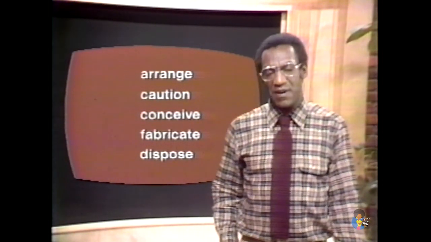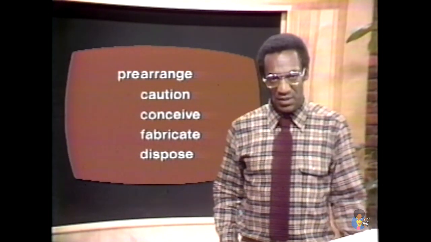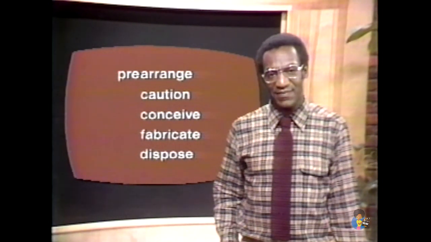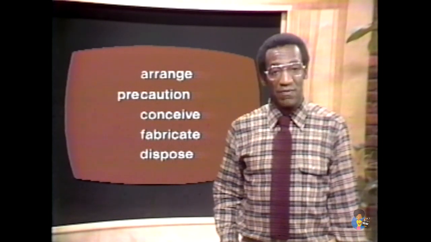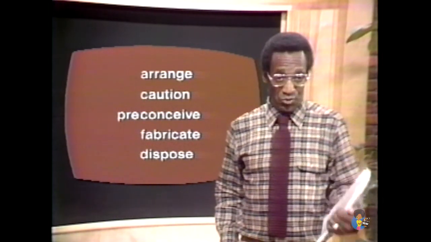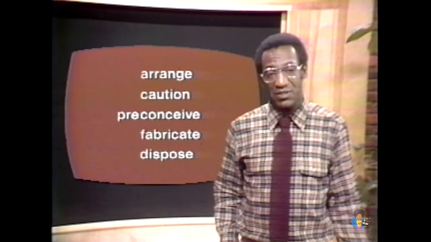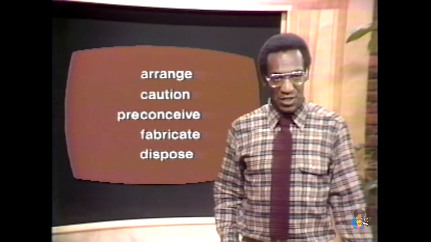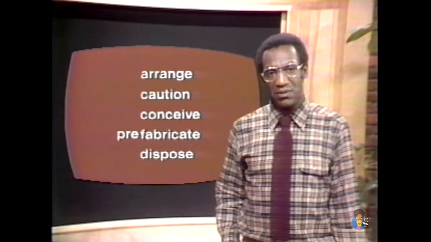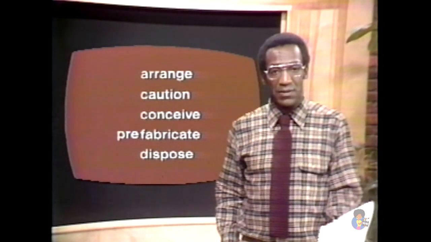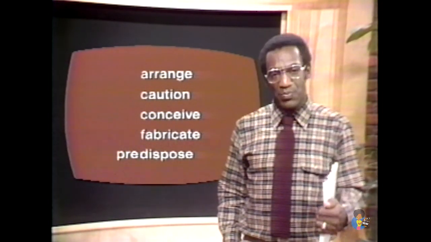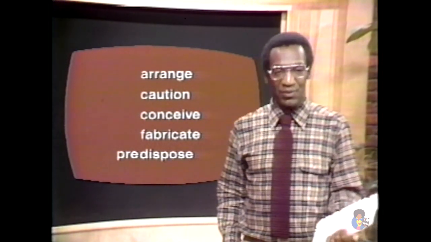Stick the prefix pre in front of arrange, and you get prearrange, something set up beforehand. Third base coaches give runners prearranged signals to steal. Precaution is what you take beforehand to avoid problems afterwards. Preconceived notions are ideas which you have made up your mind about beforehand. As in the sentence, she had the preconceived notion that if she did a good job, she would get a raise. Prefabricated is made in advance. You can prefabricate houses or excuses. And predisposed means to tend to do beforehand, as in the sentence, he was predisposed to like her because of her beautiful black hair.